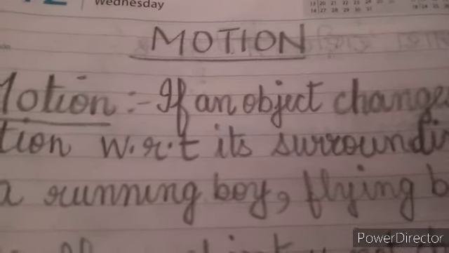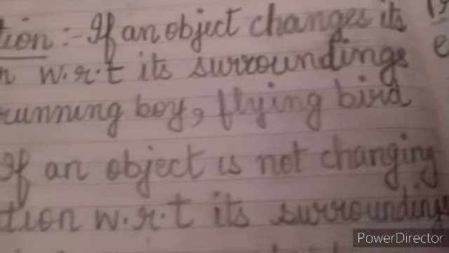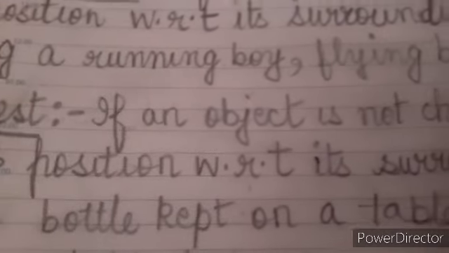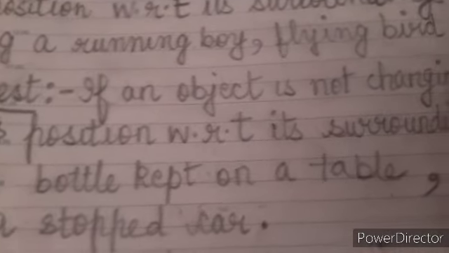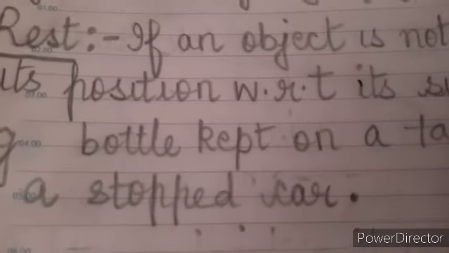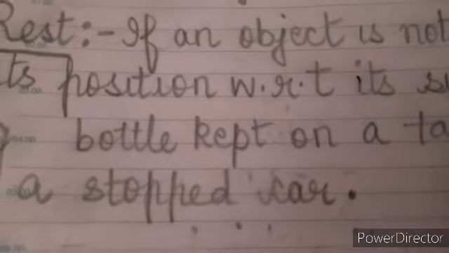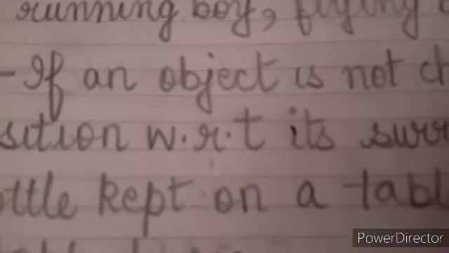Now, let me tell you what is rest. If an object is not changing its position with respect to its surroundings. For example, a bottle kept on a table, a stopped car, a statue. This shows what? That the object is not changing any position with respect to its surroundings.